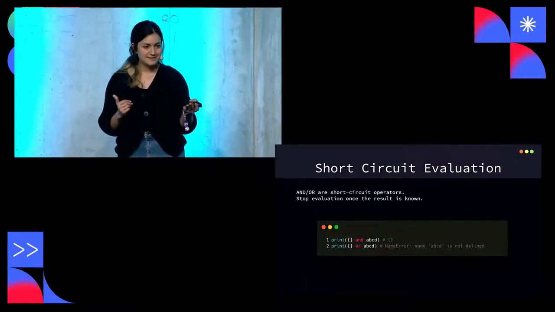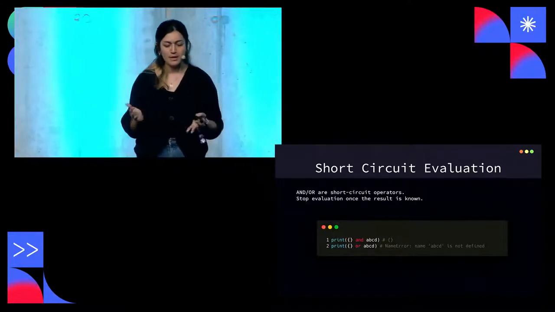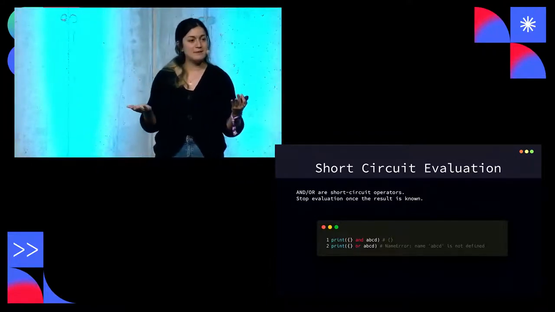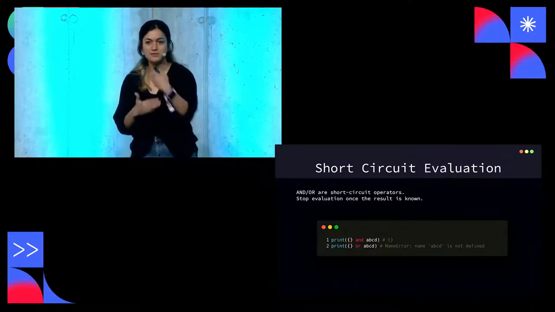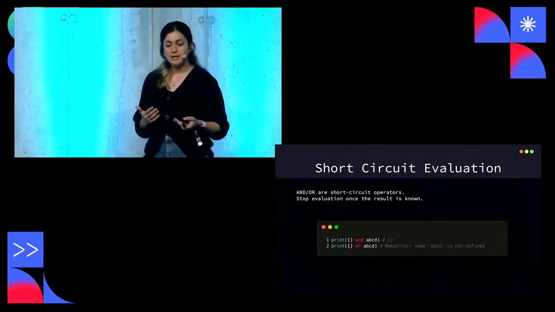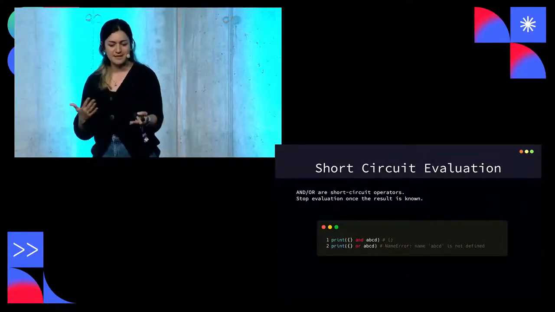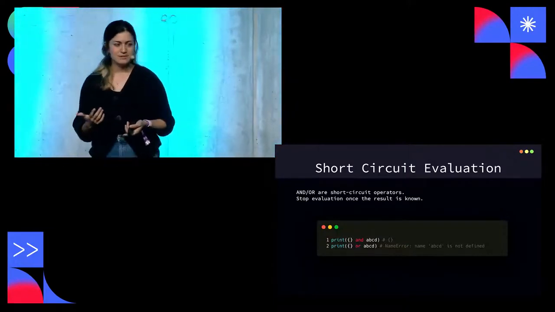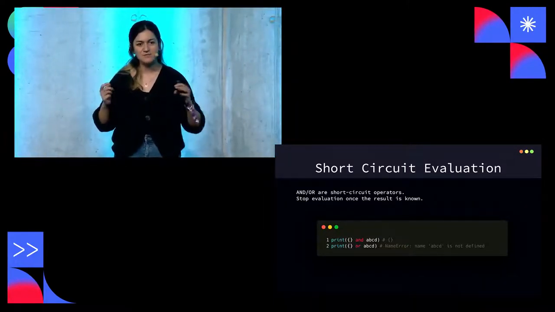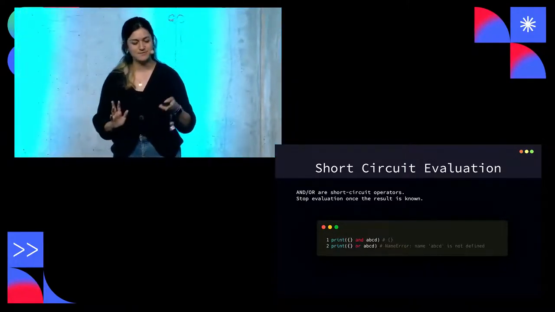And in the second example, when we have or, when it has an empty dictionary, it's a false value, so it continues with the evaluation, and it will try to return ABCD, and it's a NameError. So this is a good example to understand when it's a short-circuit evaluation or not.